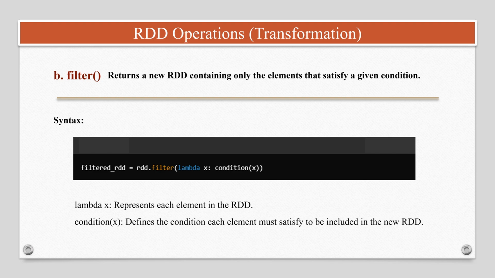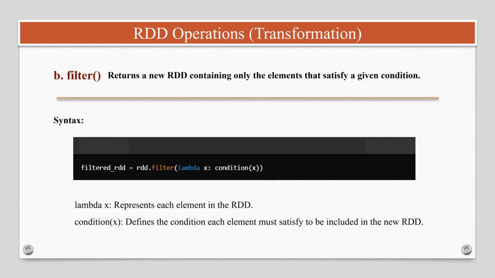Second is filter function. Filter function is a transformation that creates a new RDD by selecting only the elements from the original RDD that satisfy a specific condition. It's commonly used to remove unwanted data or focus on specific elements within an RDD. Usage is useful for refining datasets, removing noise, or focusing on relevant subsets of data.